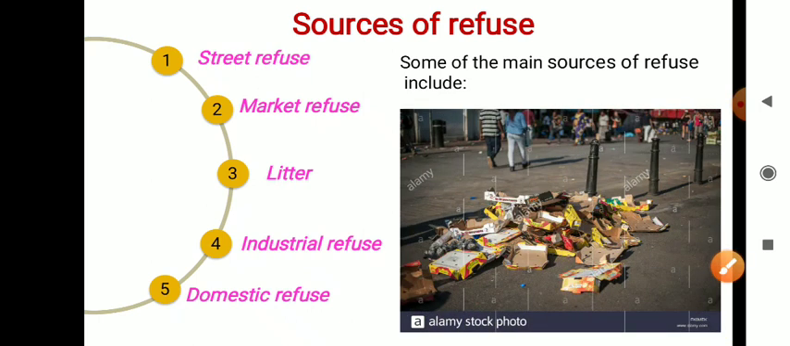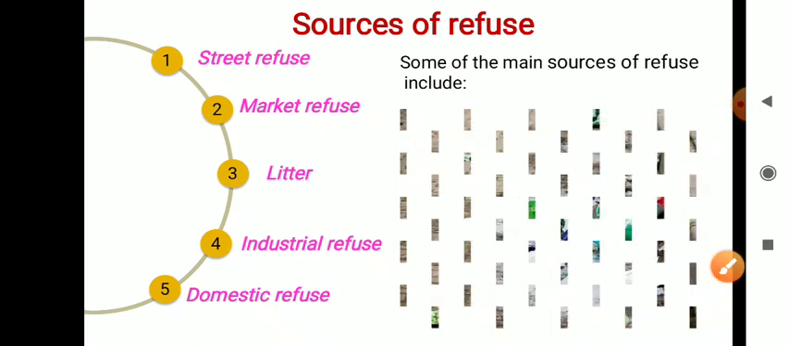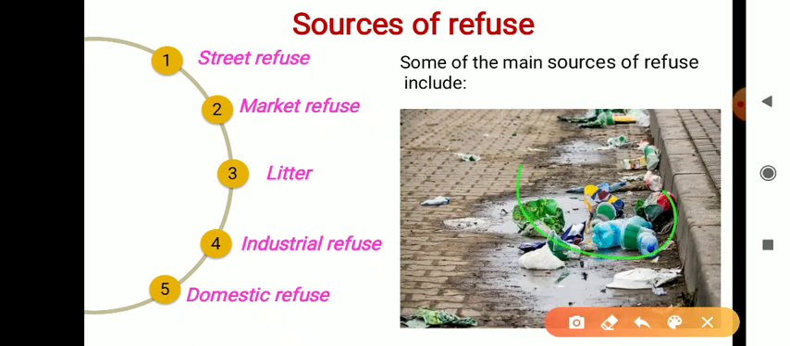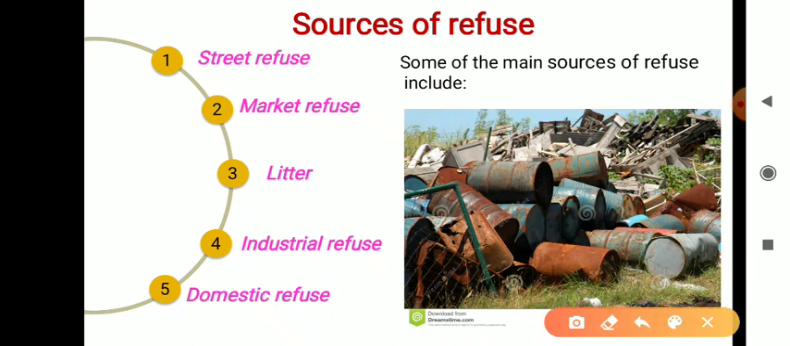Second one is market refuse. Market refuse consists of leaves, straw, papers, animal droppings and litter of all kinds. Third one is litter. As in the picture you can see, the public or population mostly use bottles and disposable tumblers, and after using them they throw them anywhere. That is known as litter. Industrial refuse, as I have already told, is produced by industrial activities and the manufacturing process.